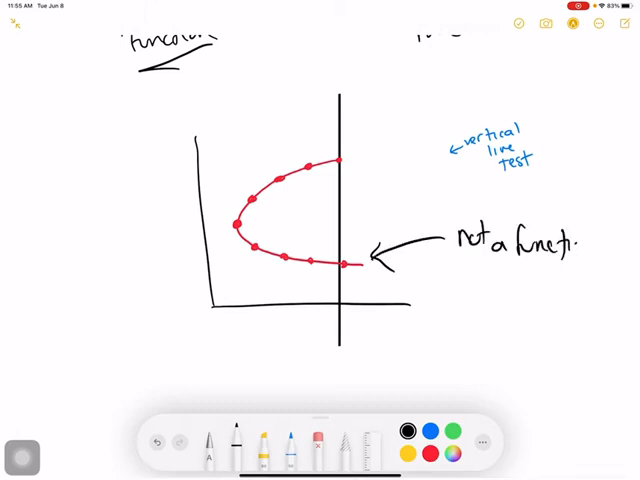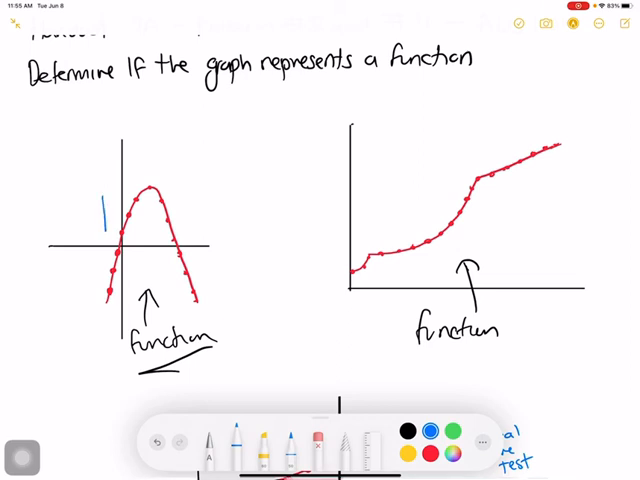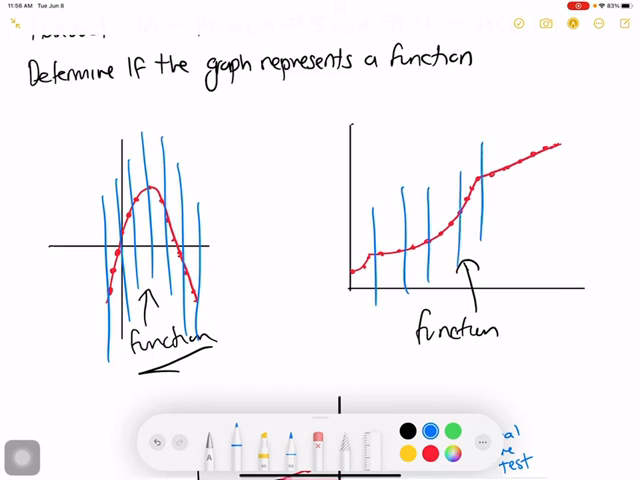Not a function. As you can see, if you draw your vertical line and it only touches one point at a time throughout the graph, those are functions. This is the vertical line test to find out if a graph is a function or not. If you have any other questions, let me know so I can work out videos, or send me an email, or send me a Teams message.